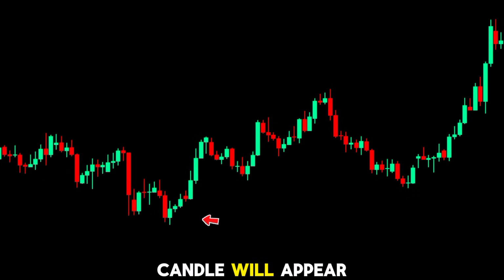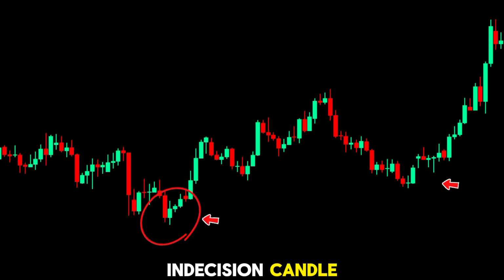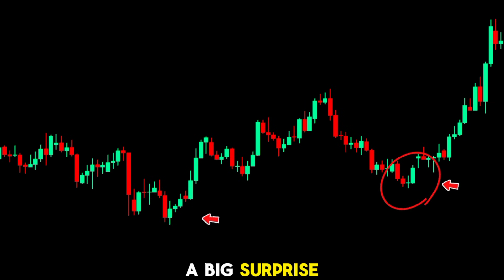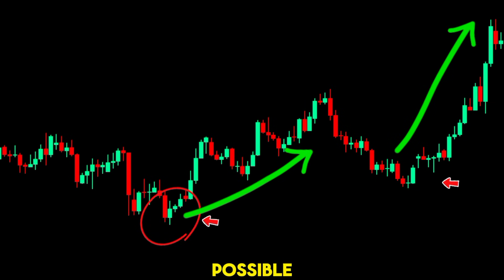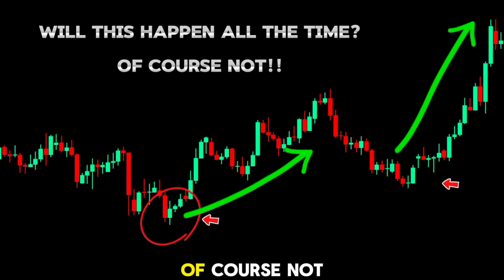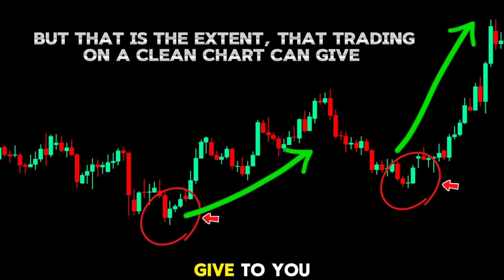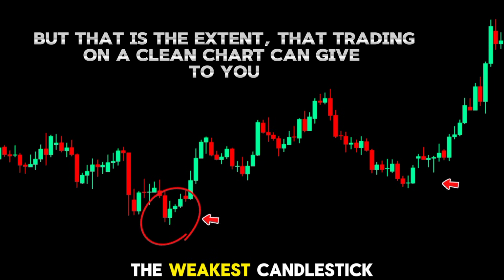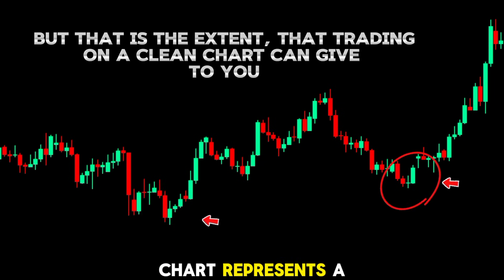You must have seen a situation where a doji candle will appear on a clean chart, and while you think it's an indecision candle that cannot function on its own, it gives you a big surprise by moving the market in a way that you never even thought was possible. Will this happen all the time? Of course not, but that is the extent that trading on a clean chart can give to you. It makes even the weakest candlestick move in a very strong way, because a clean chart represents a clean price movement on the bigger time frames.